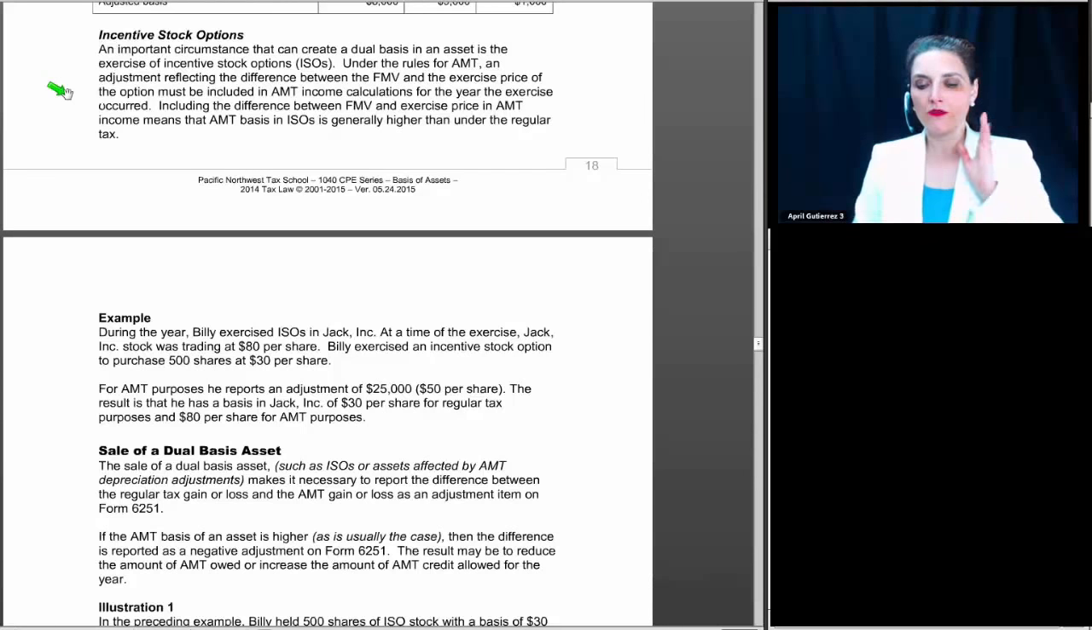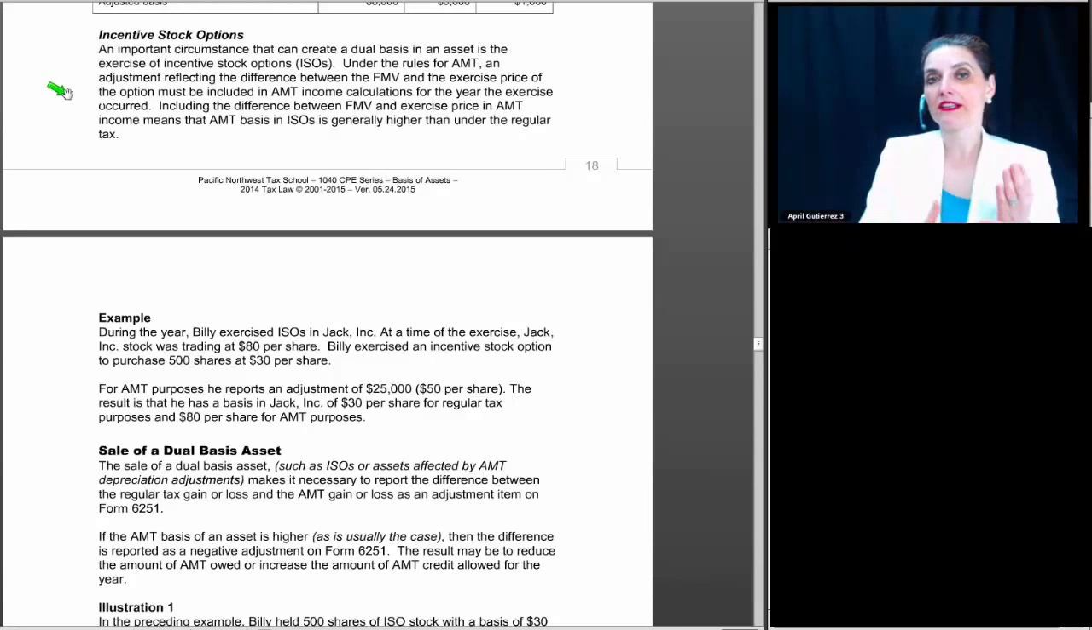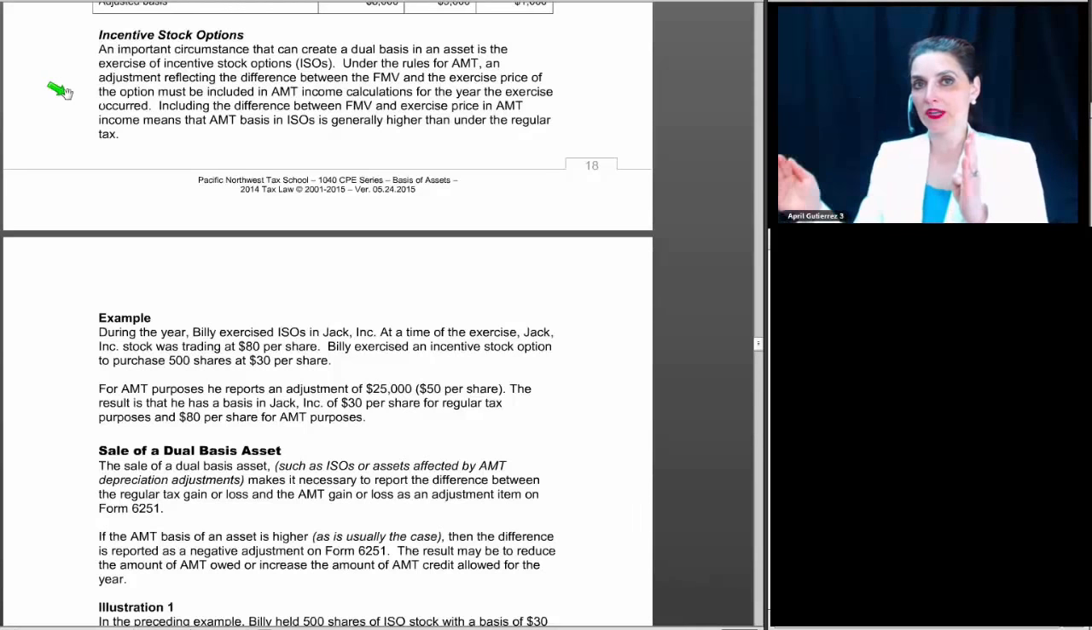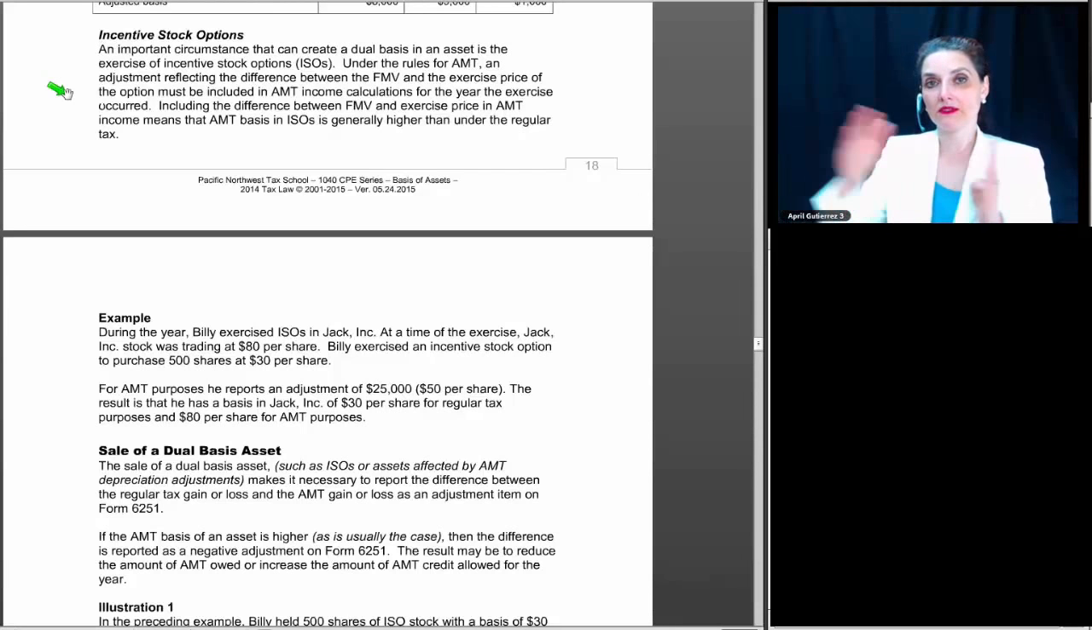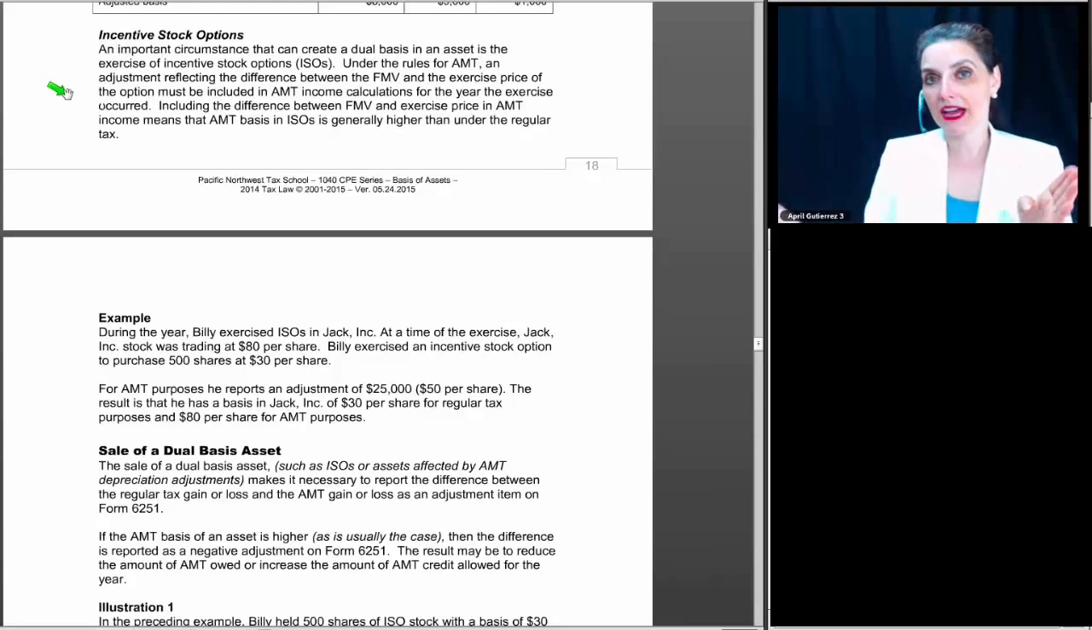So what happens is when you purchase incentive stock options, you are allowed to purchase them at less than their value. And under the regular tax, there's no tax consequence until you sell them. So the act of buying the incentive stock options for less than their value does not create income under the regular tax. But under alternative minimum tax, the rule is if you purchase stock for less than it's worth, then the difference between what you pay for it and what it's worth has to be included in your alternative minimum taxable income. And in certain cases, if there's enough of it there, it can trigger AMT and cause you to pay AMT on money that you haven't made.